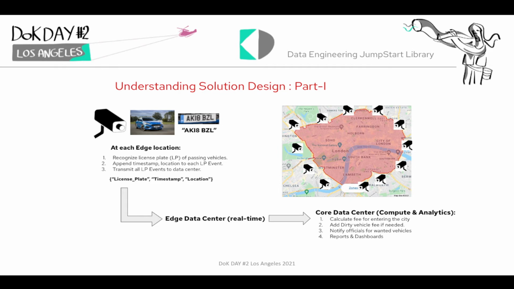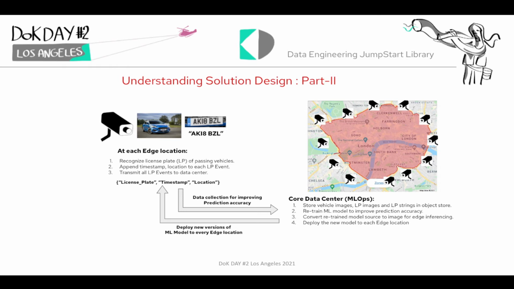We are recognizing all the cars that are passing by these toll stations, and as soon as a car moves from the toll station, we capture its number plate and get the string out of it, appending some metadata like timestamp and location to each event, and transmitting that from the edge locations, where we have multiple, onto the core data center for more compute and analytics. So that's part one of the solution.